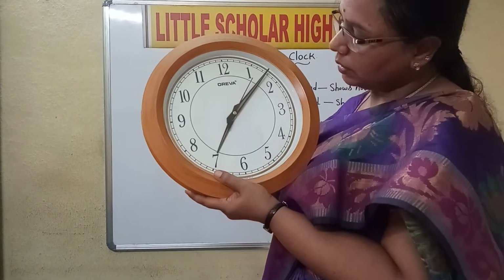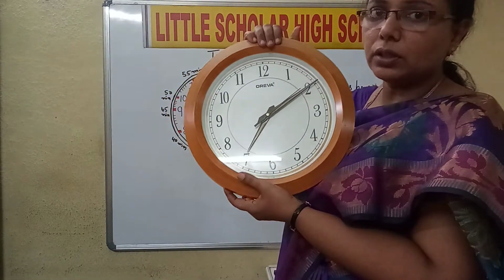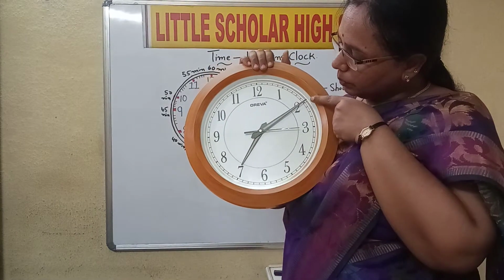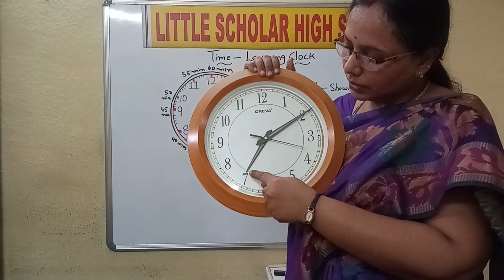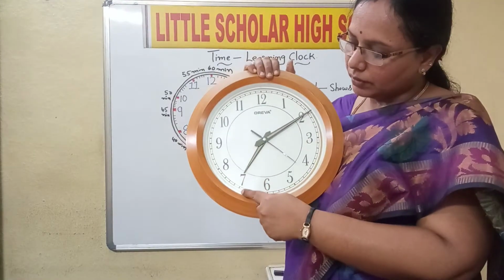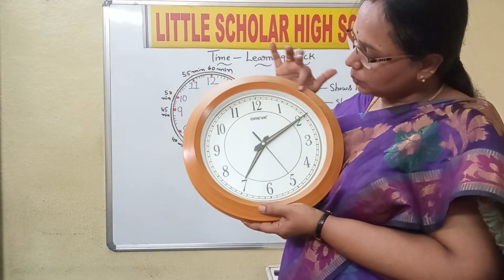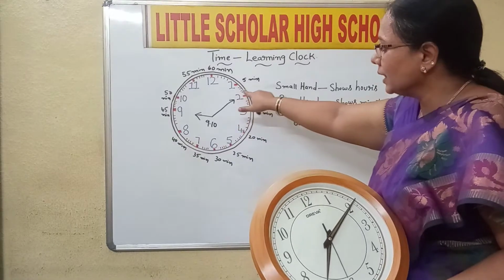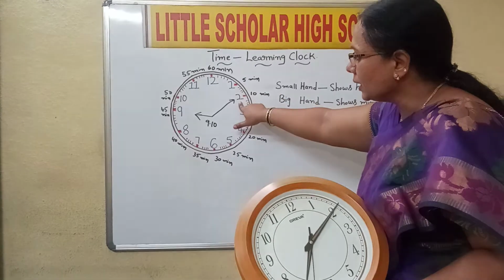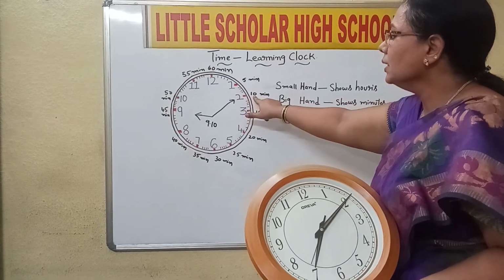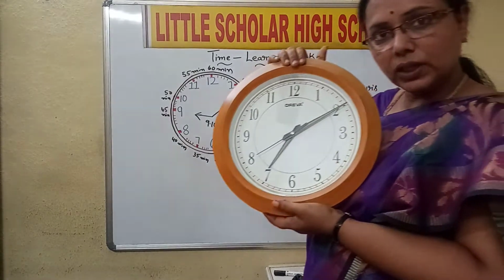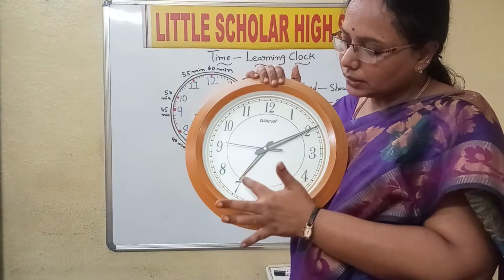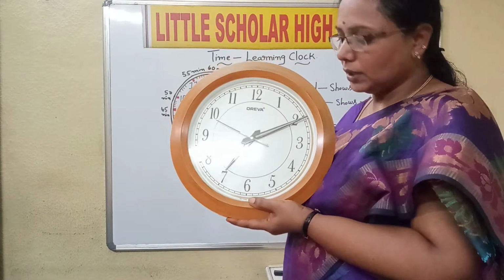Okay, like this. For example, look here. Where is the small hand, children? The small hand is on 7. Where is the big hand? The big hand is on 2. That means 7:10. What is the time? 7:10, or 10 minutes past 7, because I said 2 will represent how many minutes? 2 will represent 10 minutes. So we can say 7:10, or 10 past 7. Normally we say it is 7:10. Okay, now you tell me this time.